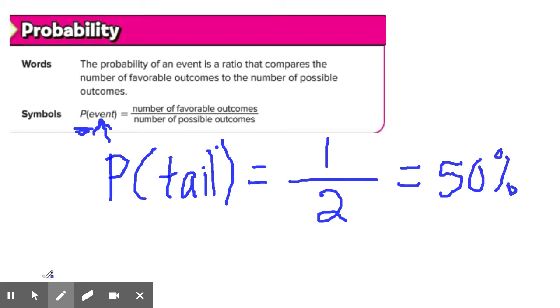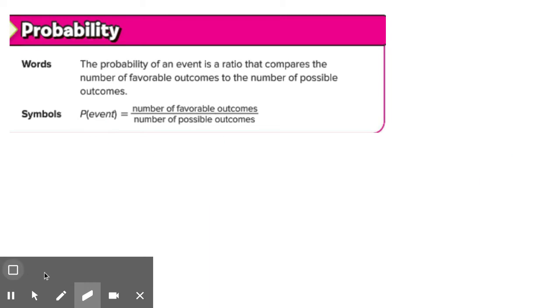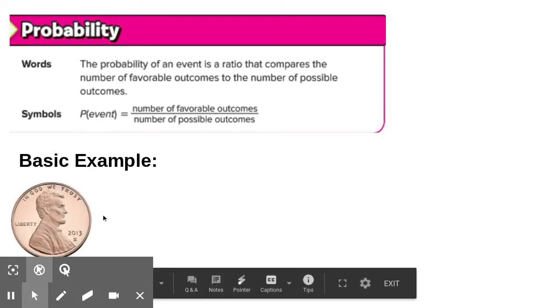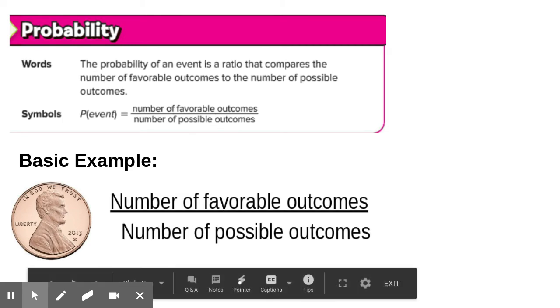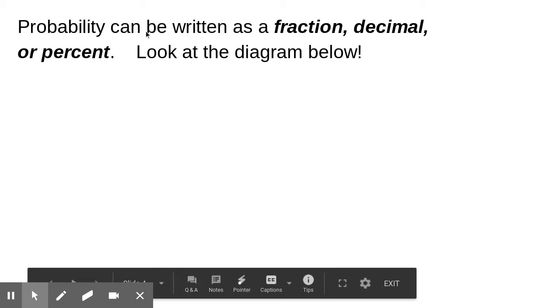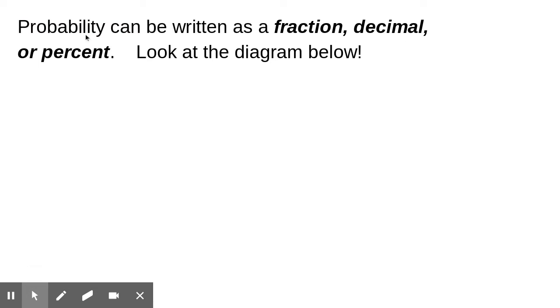Okay. So I have another basic example here using the coin. All right. So here's your penny. And if I wanted to figure out the heads, what's the probability of getting a head on a coin? Well, that's taking the number of favorable outcomes, which is 1. There's only one side of a coin that has a head out of the 2 possible outcomes. So the probability of getting a head is 1/2, which is 50%. Okay, so probability can be written as a fraction, a decimal, or a percent.